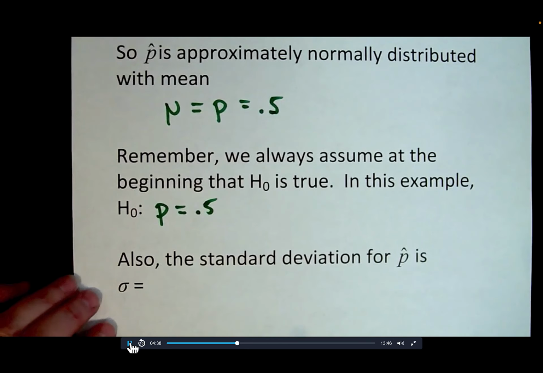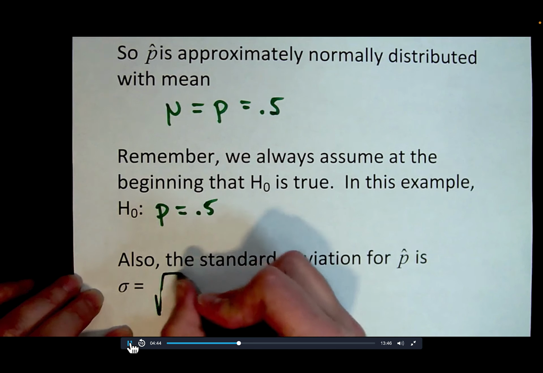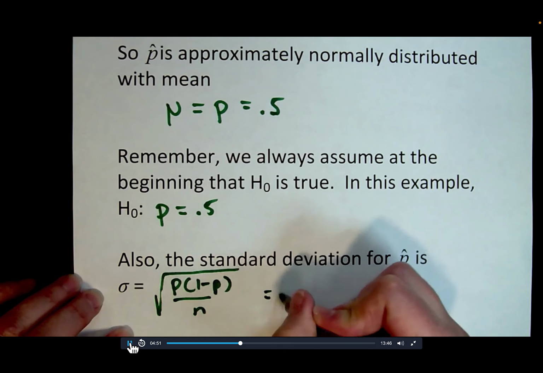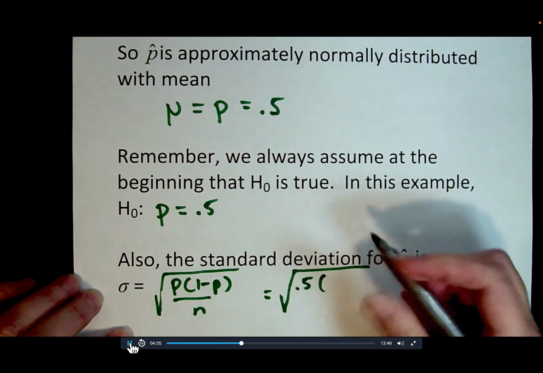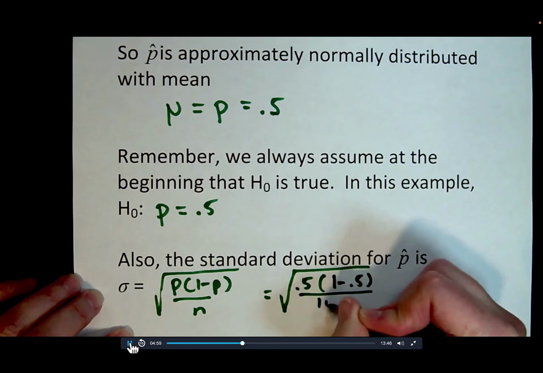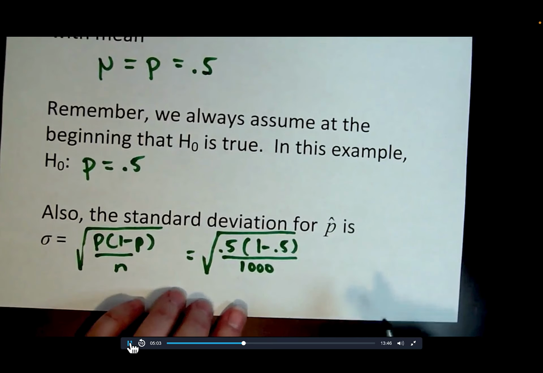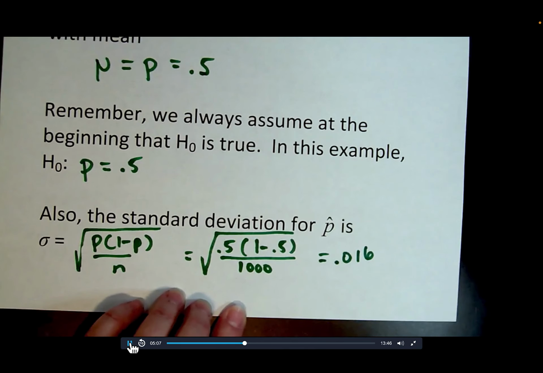Also, the standard deviation for p hat we said was the square root of p times 1 minus p over n. p is 0.5, we're assuming. 1 minus p, again, we're assuming p is 0.5. Sample size was 1,000. And doing that on a calculator gives 0.016.